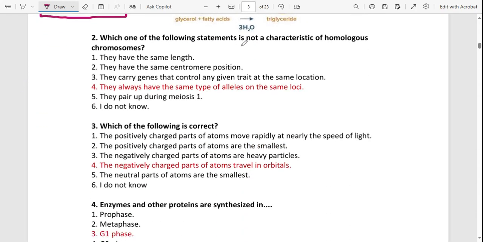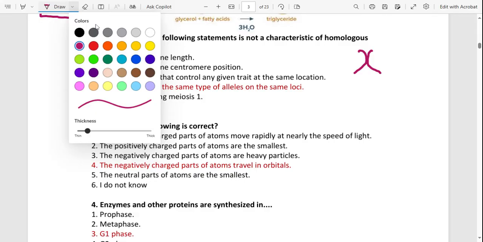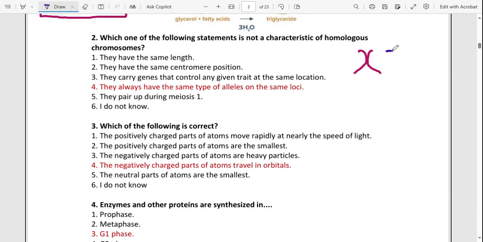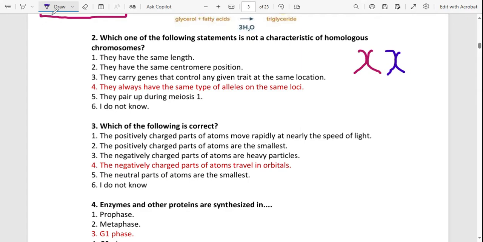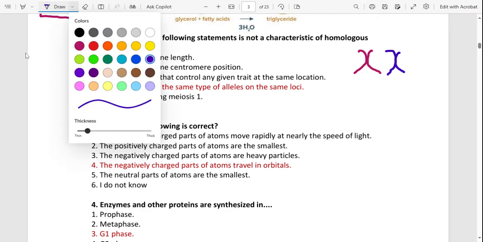Which of the following statements is not a characteristic of homologous chromosomes? First thing that you need to know about homologous chromosomes is these are chromosomes. Like, look at these 2 chromosomes. I'm going to write this one and we can have another one, and this one. So what is the first thing you can identify? Homologous chromosomes have got the same length. That is number 1. And then number 2, the same gene is going to be on the same position.